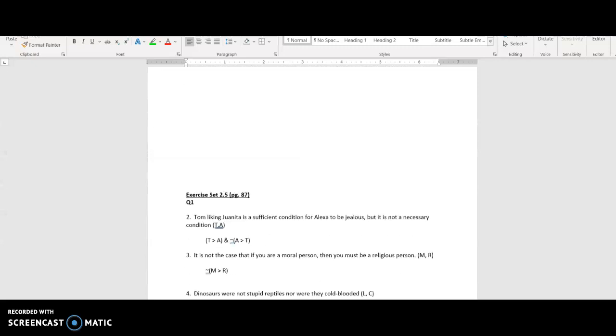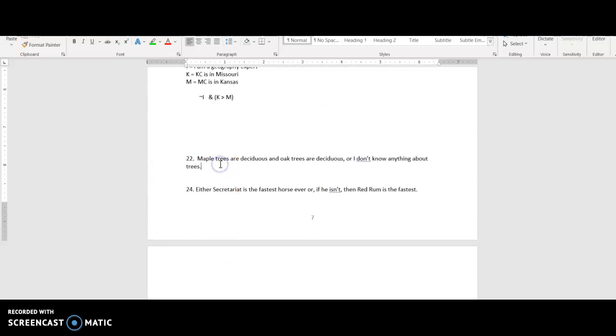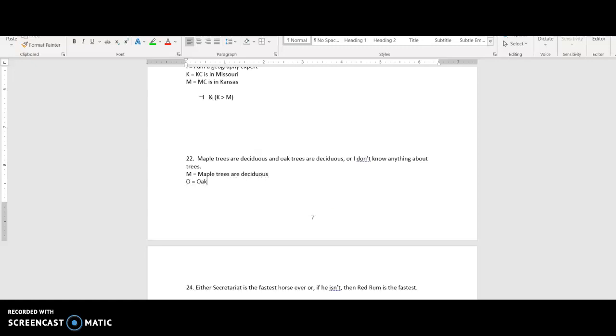All right, I'm running out of time. There's two more left. I want to do them quick. Maple trees are deciduous and oak trees are deciduous. O equals oak trees are deciduous. And then I know, I do know something about trees. Again, we don't want to include this not in the translation in the symbolization key. That has to be the negation.